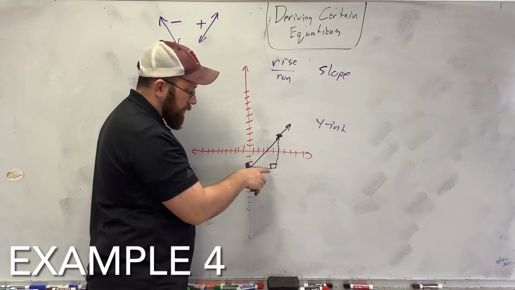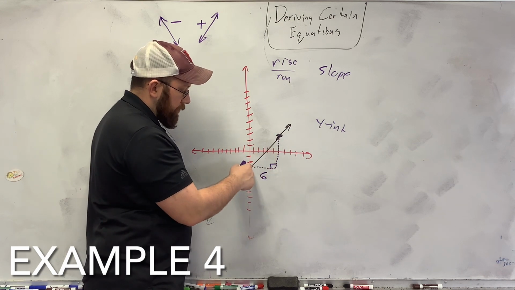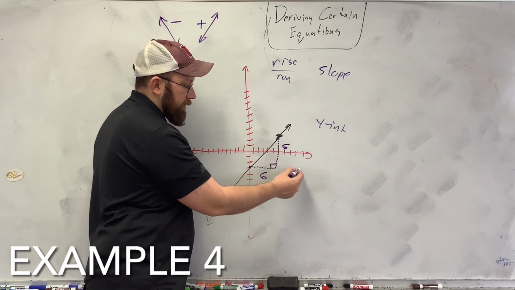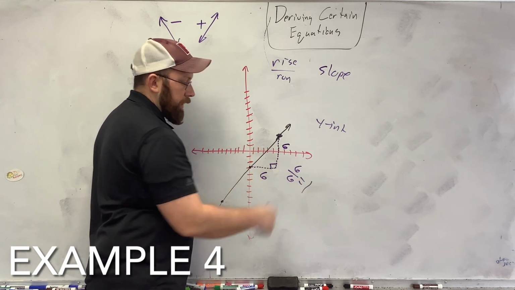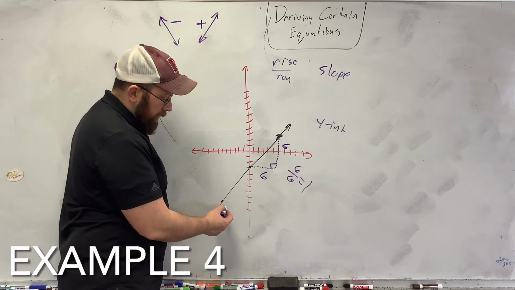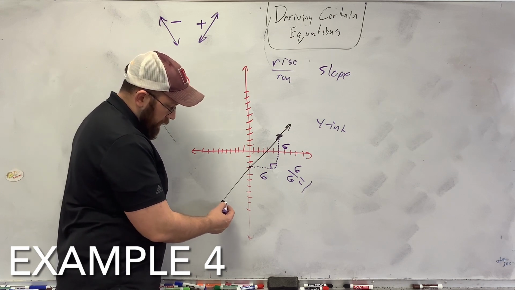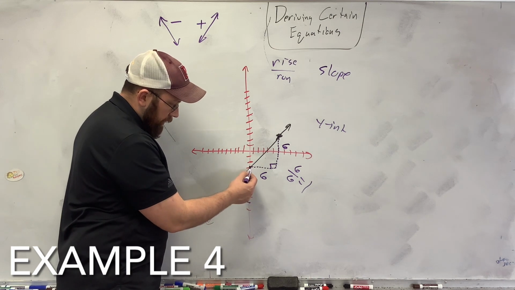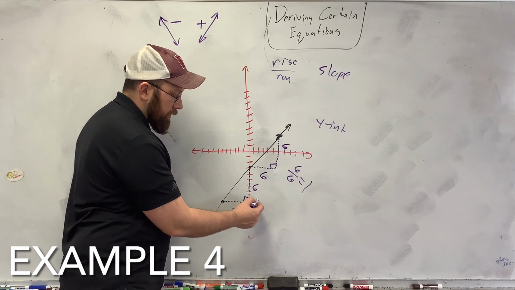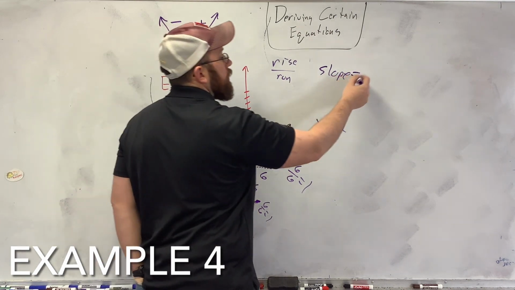How many is this over? 6. How many is that up? 6. So it's 6 over 6, which is 1. That's my rise over my run. Let's try it from the second point just to show. Run over and meet this one, then run down and meet it, and I get 6 over 6, which is 1. So my slope is 1.